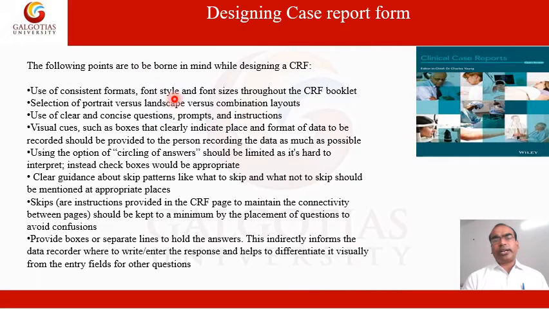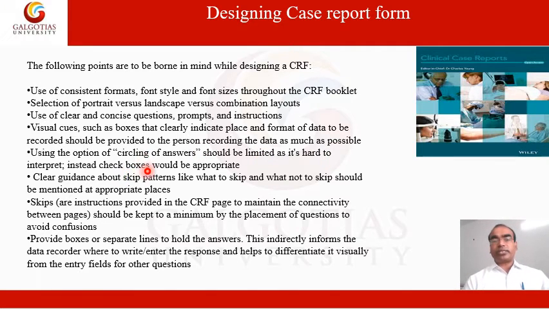The following points are to be borne in mind while designing a case report form. Use consistent formats, font styles, and font sizes throughout the CRF booklet. Select portrait, landscape, or combination layouts. Use clear and concise questions, prompts, and instructions. Visual cues such as boxes that clearly indicate the place and format of data to be recorded should be provided to the person recording the data as much as possible.